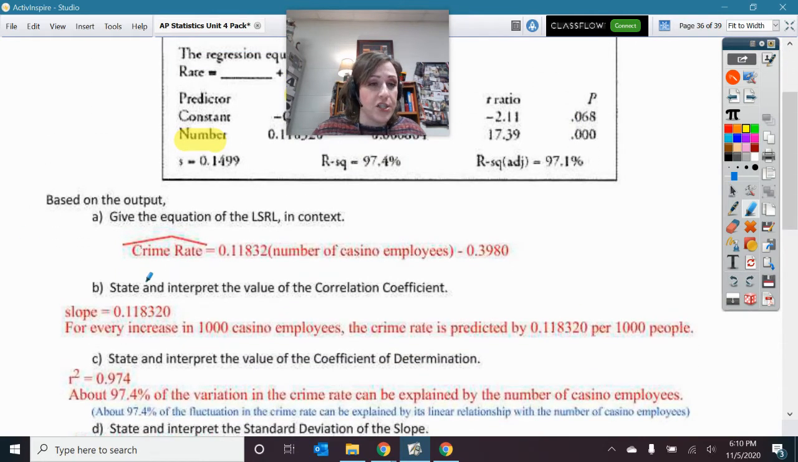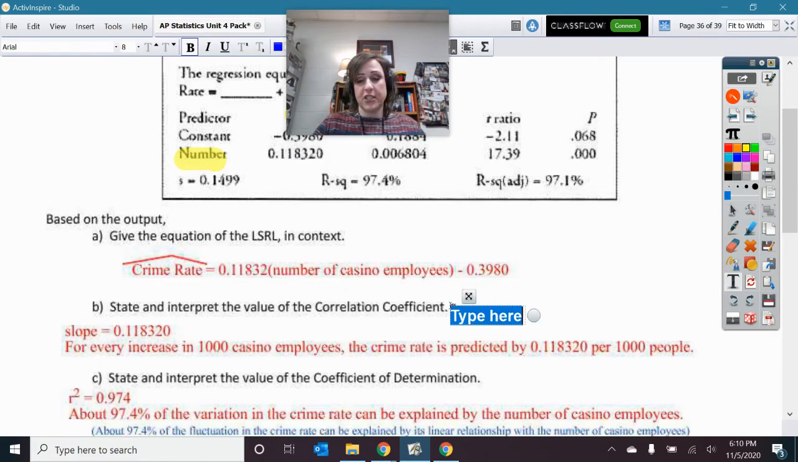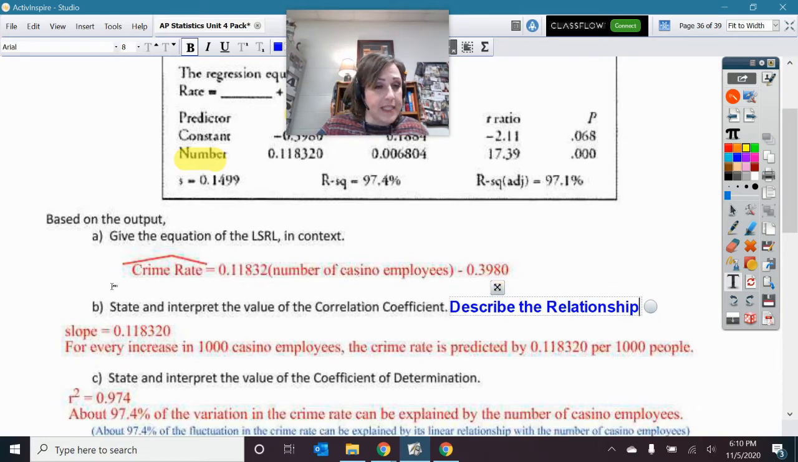So here we go. State and interpret the correlation coefficient. And again, what should that say? That should describe the relationship. For every increase in 1,000, oh wait. Why did I do the slope there? Look at what I did. State and interpret the correlation coefficient. What did I do? I stated and interpreted the slope. It didn't ask me to do that.